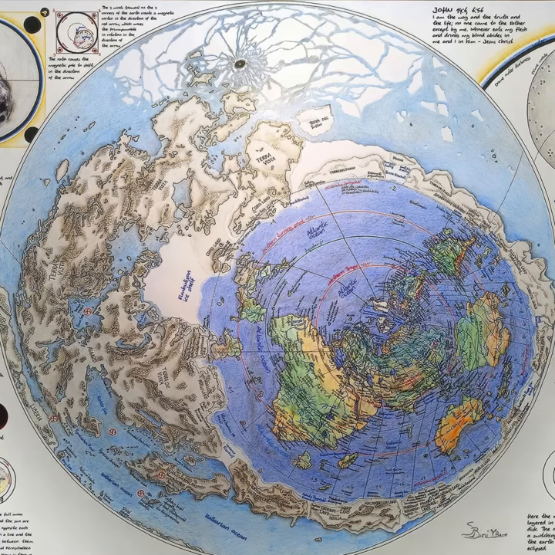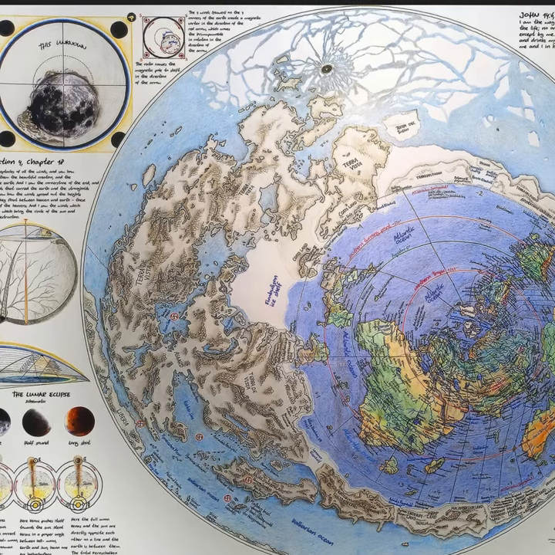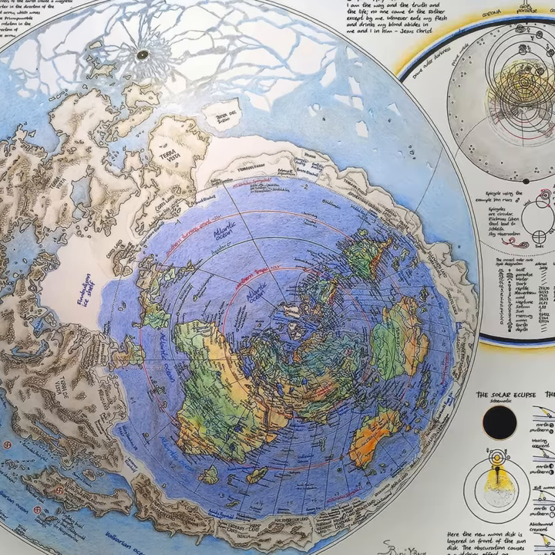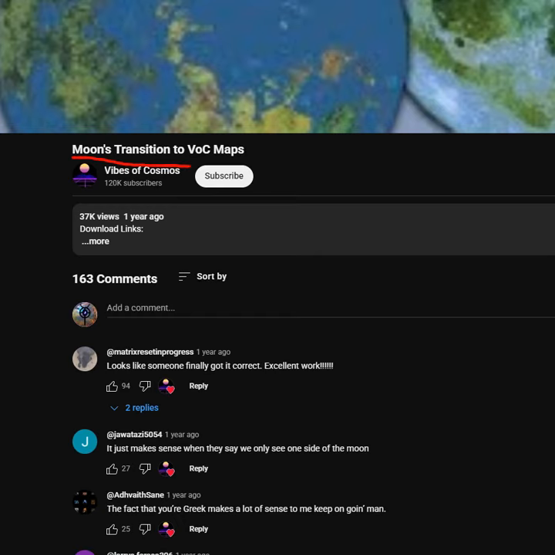All right, so we're going to look at this map of the Earth that is intended to represent a reflection of the moon, and I'll just share a few criticisms I have of it. First, let's assess the premise of the similarity of continent shape to the surface of the moon. There was this YouTube video, Moon's Transition to VOC Maps.